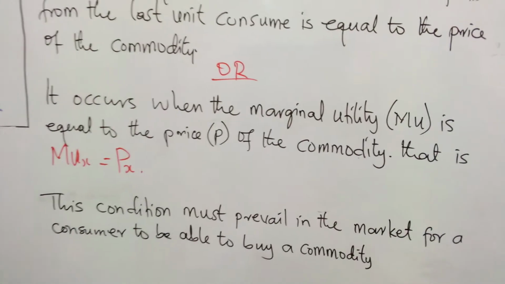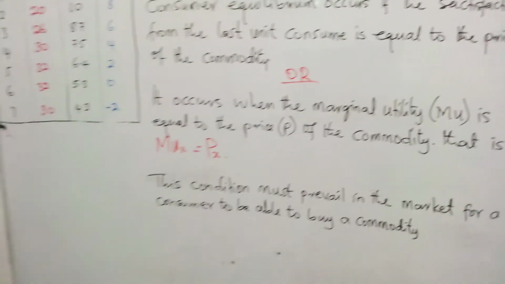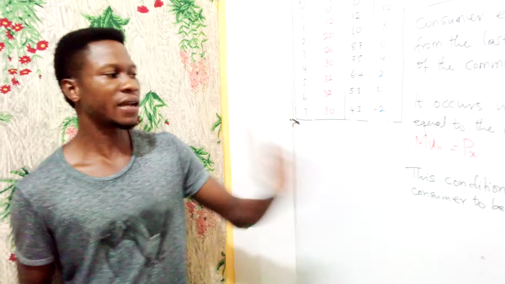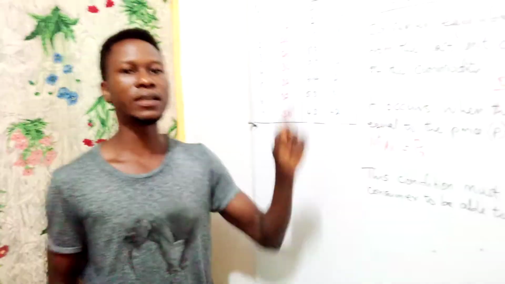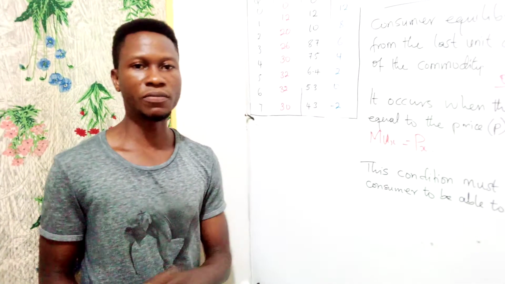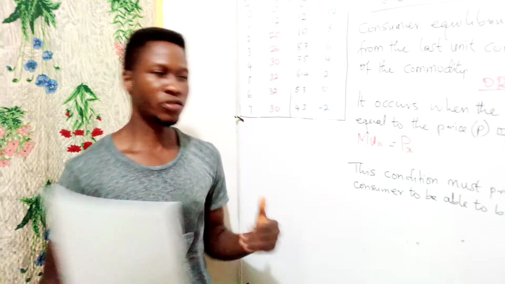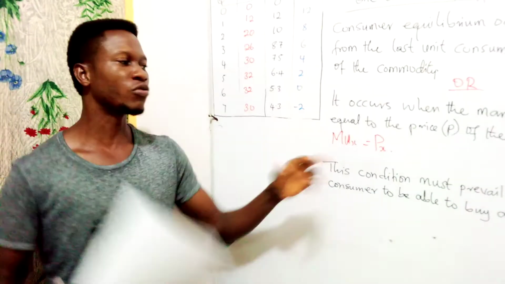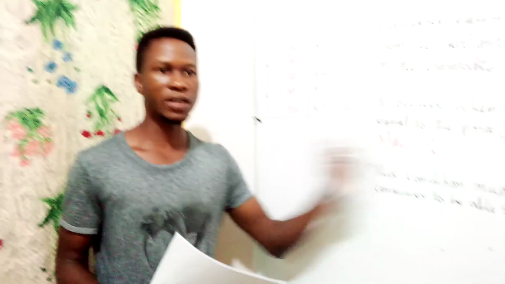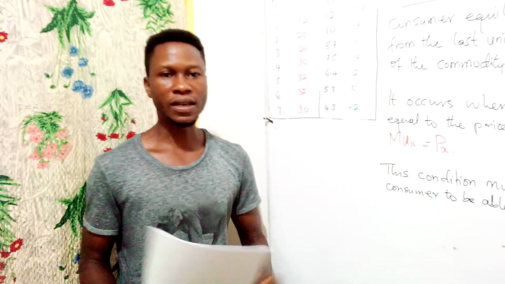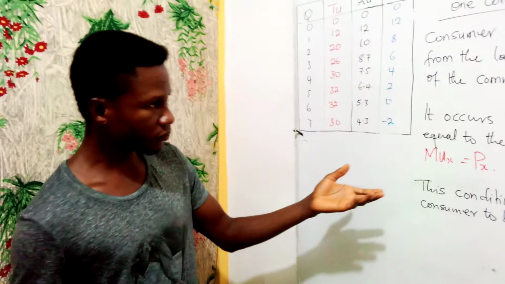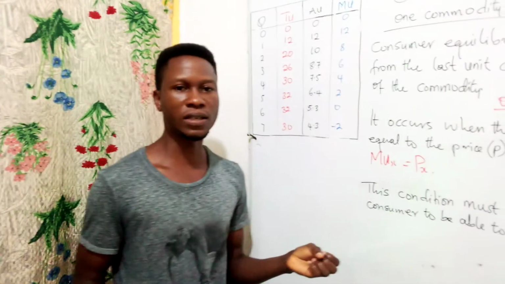And we are saying that this condition must prevail in the market for a consumer to be able to buy a commodity, which means that it will be difficult for every consumer to purchase any item if that consumer is not in this condition, or equilibrium. Is that clear? Now, some of you can talk about bargaining. Bargaining is an act of trying to restore equilibrium in order to purchase the commodity. Is that clear? So we want to look at what happens if the consumer is not in equilibrium.